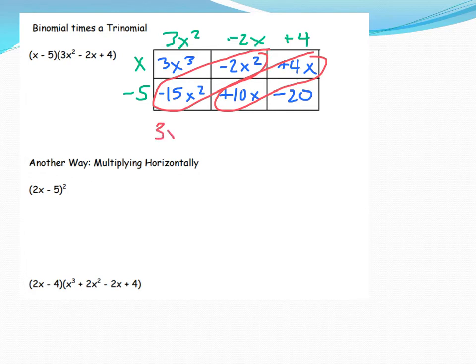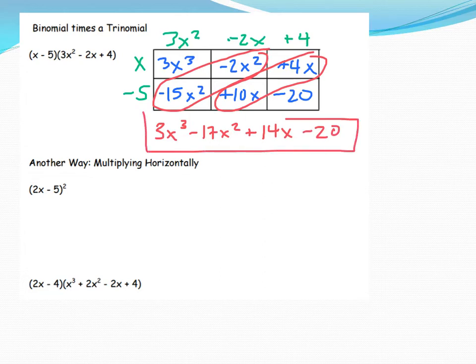Well, we get the 3x to the third, so boom, I can write that. Next one, I have minus 15x squared minus 2x squared. If I combine those, I get negative 17x squared. Then I have plus 10x plus 4x. What does that give me at the end? That is plus 14x, and then lastly I have the minus 20. Okay, there's my answer. Notice here as well as when I do this, by setting up the table correctly, notice how I get my answer in standard form, right? Descending order of exponents, so we're all good here.